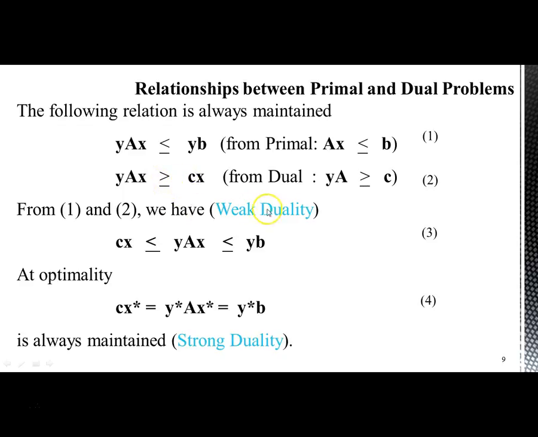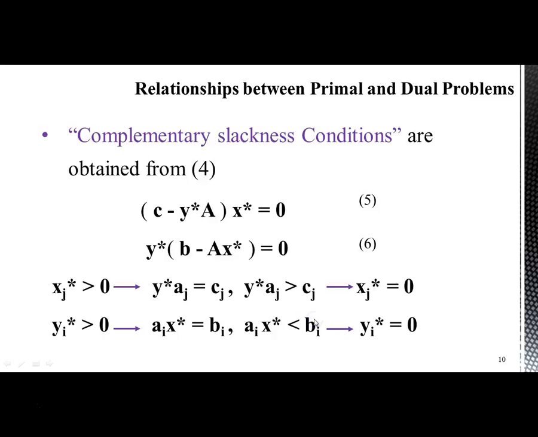Okay, for weak duality, what happens? The cx will always be less than or equal to yAx, which leads to less than or equal to yb. Okay, so this is basically weak duality, so it may or may not be the optimum solution for the primal. Whereas for strong duality, everything should be the same. That means the optimum solution for the primal should be the optimum solution for the dual problem as well as the right hand side.